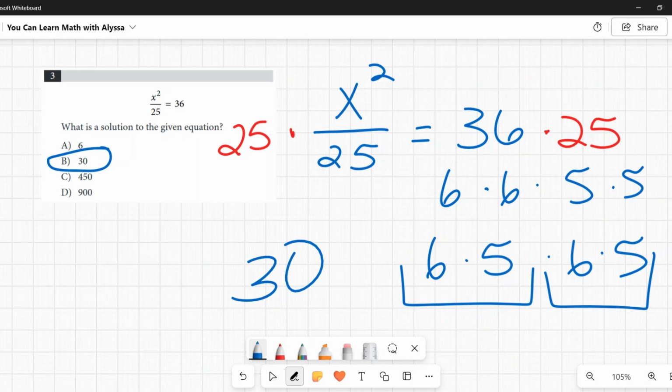If that made sense to you, then you probably have a weird little math brain like I do. And there's nothing wrong with thinking about problems in different ways. There's often more than one way to do a problem, but however you do it, you are still going to get B, 30, as your answer.